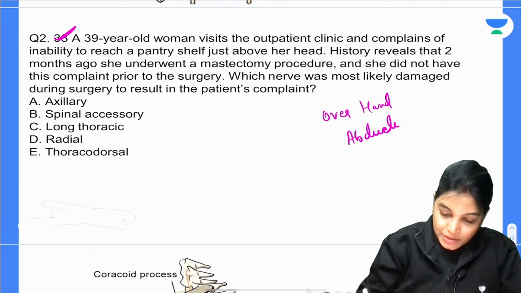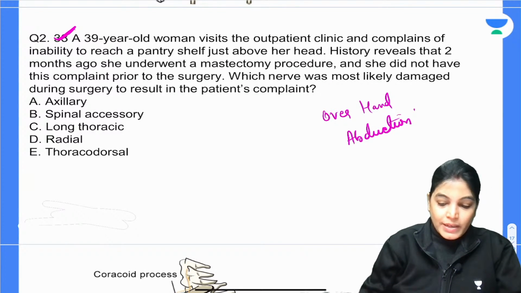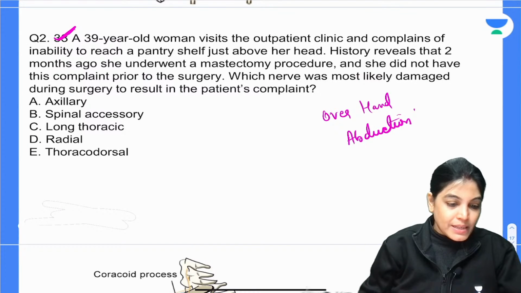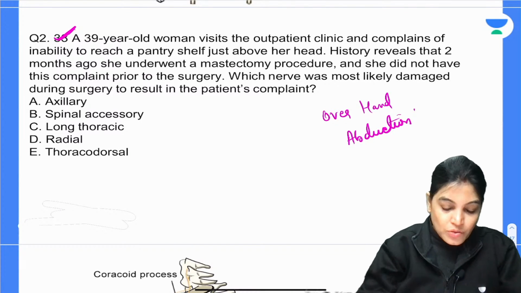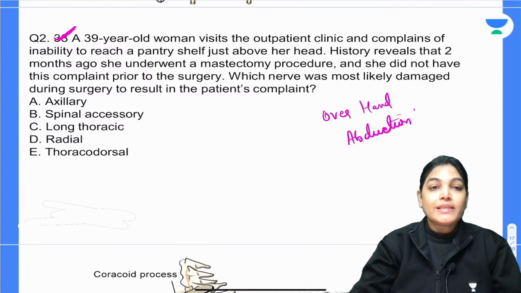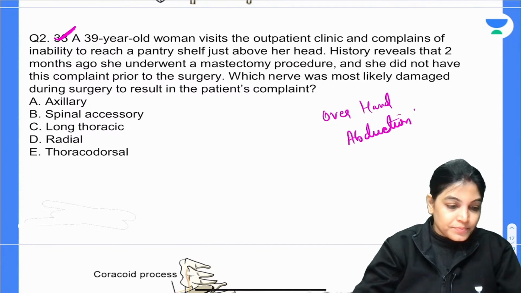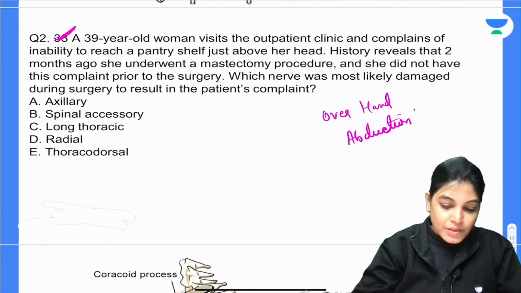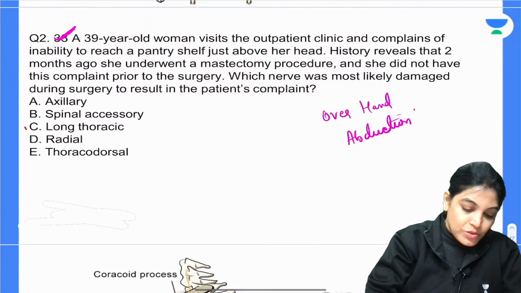Overhead abduction is affected. So my dear aspirants, according to you, which is the correct answer? I am getting answers from the aspirants. Whether it is A, axillary, spinal accessory, long thoracic nerve, radial or thoracodorsal nerve. So Farhad Parvez has given the answer, and he is absolutely right.